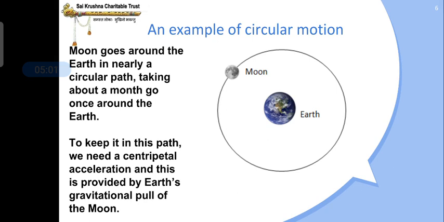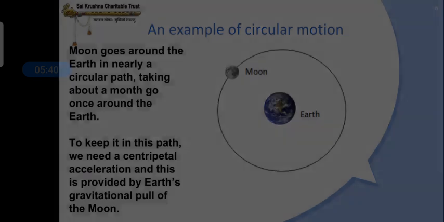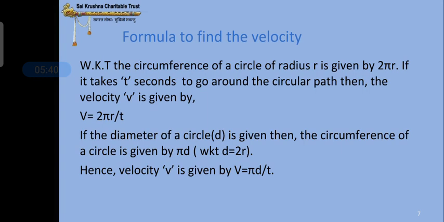This is one example of circular motion. The moon goes around the earth in nearly a circular path. We know that the earth revolves around the sun. The moon also goes around the earth, and it takes about a month to go once around the earth. To keep it in this path, we need a centripetal acceleration, and this is provided by the Earth's gravitational pull on the moon. So here the gravitational force is the centripetal force. Is it clear, children?